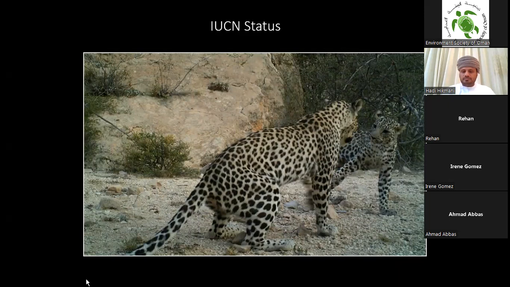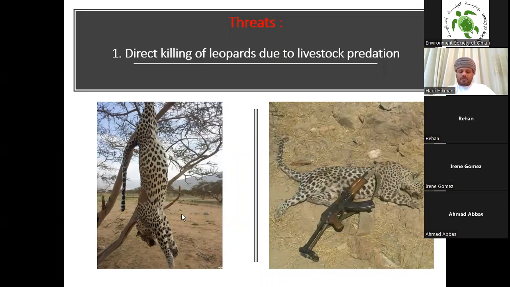The Arabian leopard faces several threats. The killing of leopards due to livestock predation is actually the main threat, especially outside Oman. For example, over 10 individual leopards were killed in Yemen and Saudi Arabia in the last few years, especially due to livestock predation. These pictures on the screen are from Saudi Arabia in 2014, and the picture to the right is from Yemen in 2014-15.